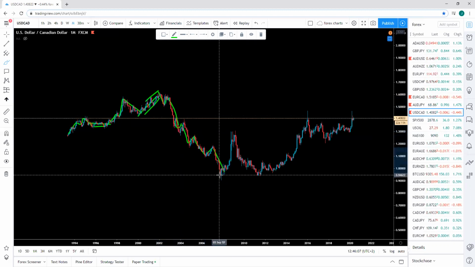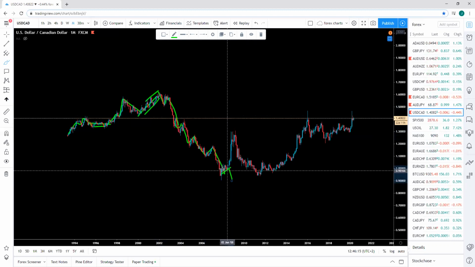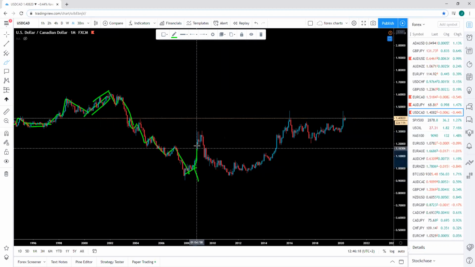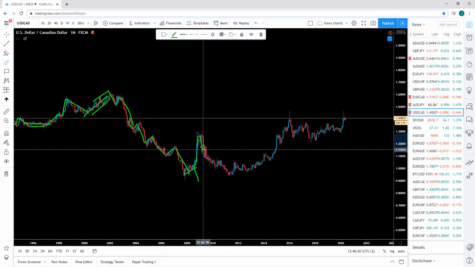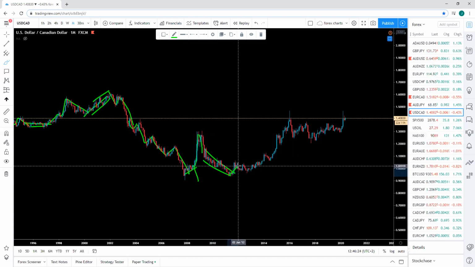Then it got here. Remember this flag, it's still a flag, but you are not involved in this flag because you only take the trade when the break is here. I'll show you the strategy when we get there. So this thing broke up, came all the way down, made a descending channel here. Look at the candles there. And then it broke up again, starting to give us some flags.